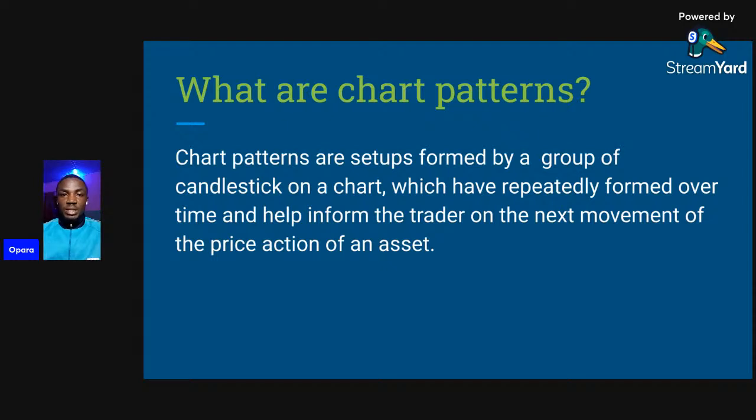What are chart patterns? Chart patterns are setups formed by a group of candlesticks on a chart which have repeatedly formed over time and help inform the traders on the next movement of the price action of the asset. Look at it. Chart patterns are setups formed by a group of candlesticks. Now, when a single candlestick is standing on its own, it's just a candlestick. But when they come together to form a pattern, to form a setup, that's what I mean by chart patterns.